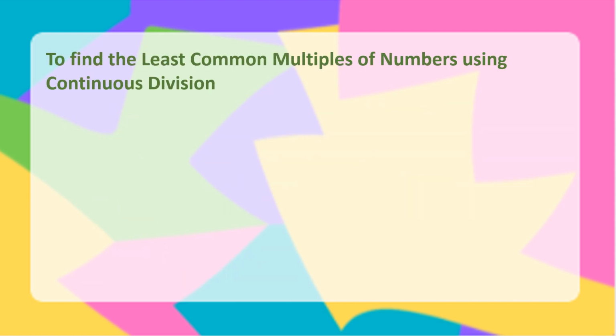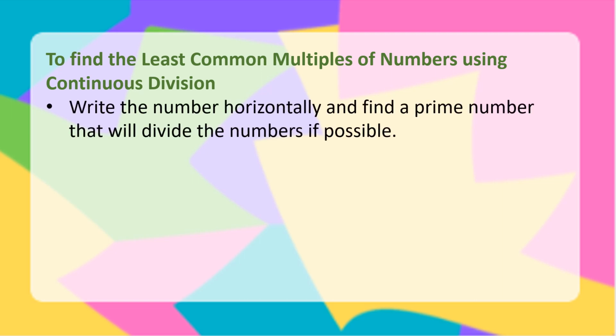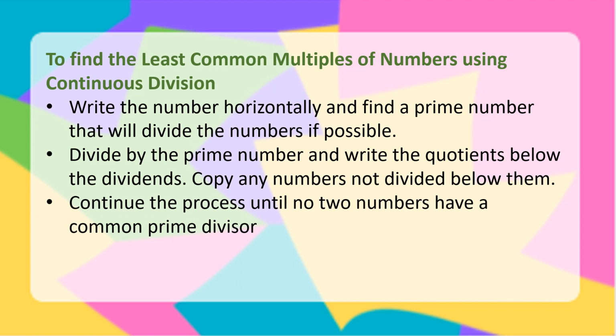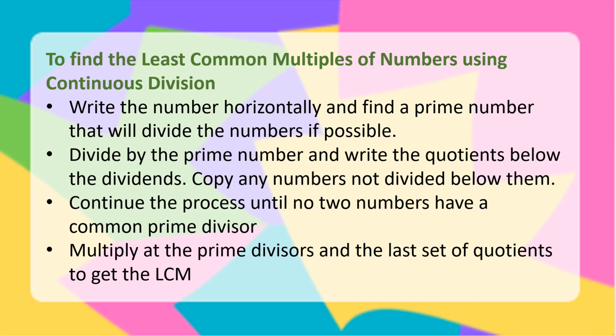Now, to find the least common multiple of numbers using continuous division, the first step is write the numbers horizontally and find a prime number that will divide the numbers if possible. Next is divide by the prime number and write the quotients below the dividends. Copy any numbers not divided below them. Next is continue the process until no two numbers have a common prime divisor. And last is multiply the prime divisors and the last set of quotients to get the LCM.